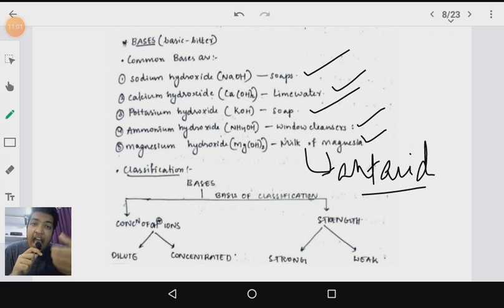Now, coming to the classification of bases, bases can be classified on the basis of concentration of H plus ions as well as on the basis of strength. On the basis of the concentration of H plus ions, it can be of two types. First one is known as dilute, where the concentration of base is less as compared to that of water, and concentrated if the concentration of base is more than that of water. Now, based on the strength, it can be divided into two. One is known as strong, where the concentration of OH negative ions is more, and weak if the concentration of OH negative ions is less.